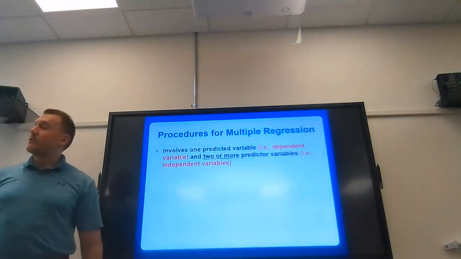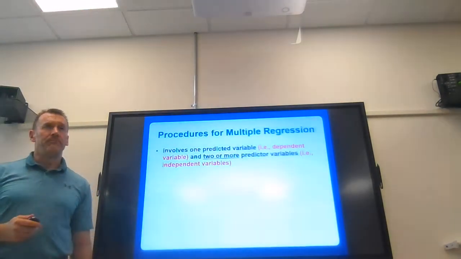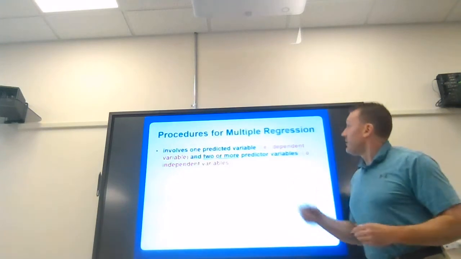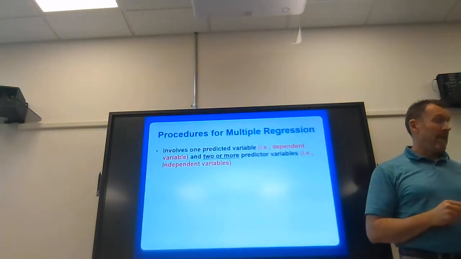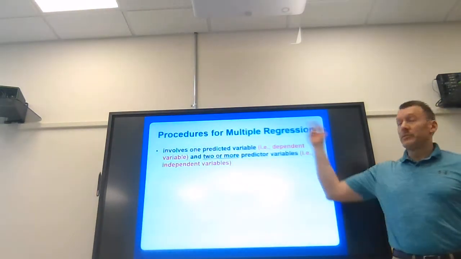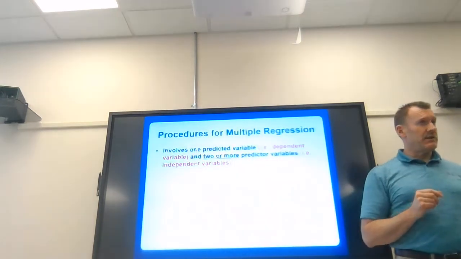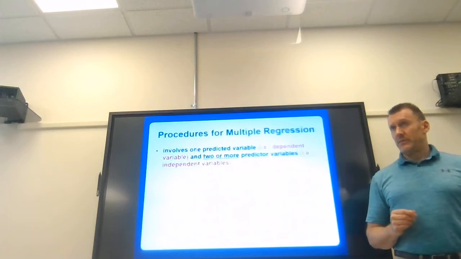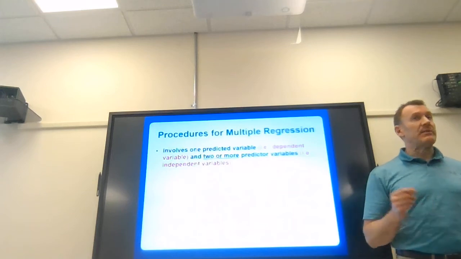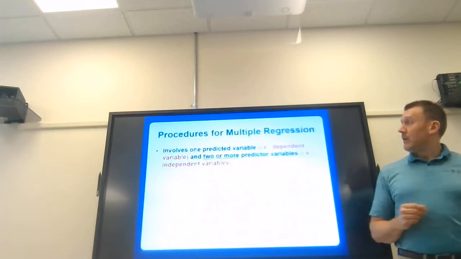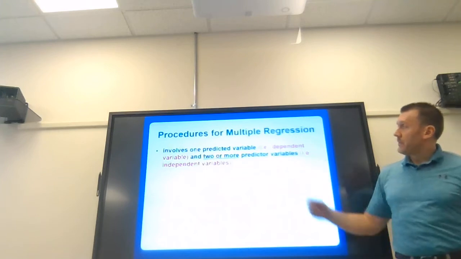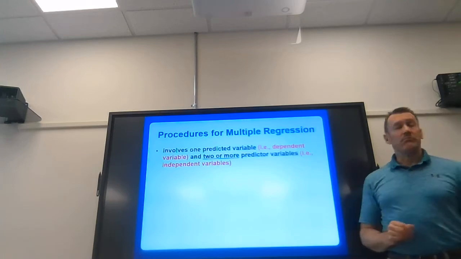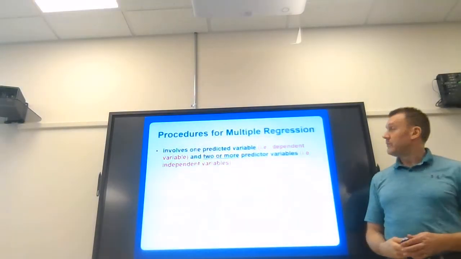What are the procedures for prediction? So first you have to identify what you're trying to predict. So that'd be the dependent variable. Okay, and then multiple regression means you're using not just one, but two or more predictors. So your predictors are your independent variables. So predictive variables, you have to have two or more if it's multiple regression.